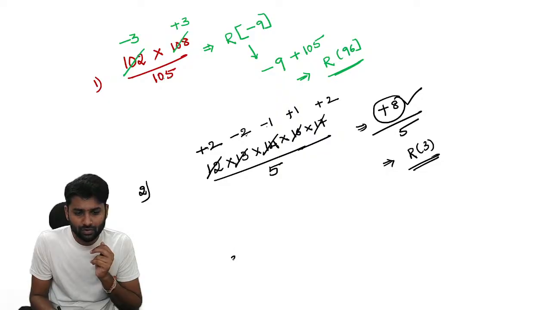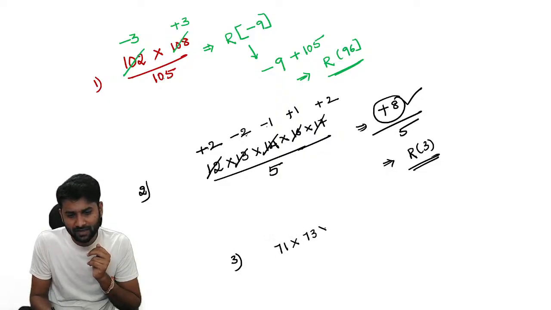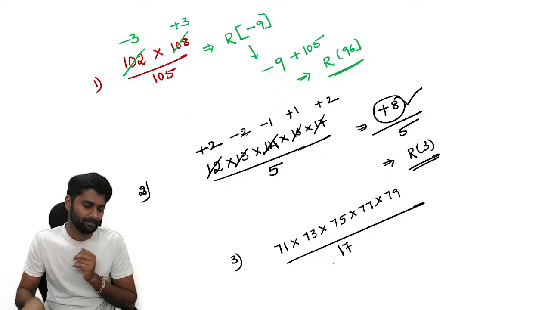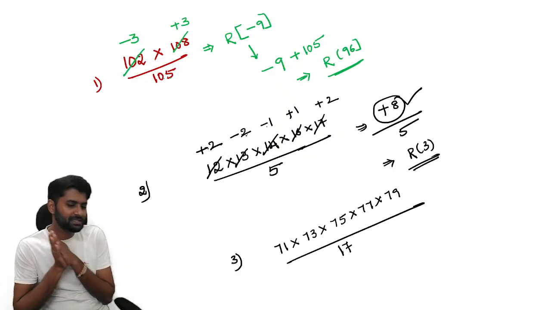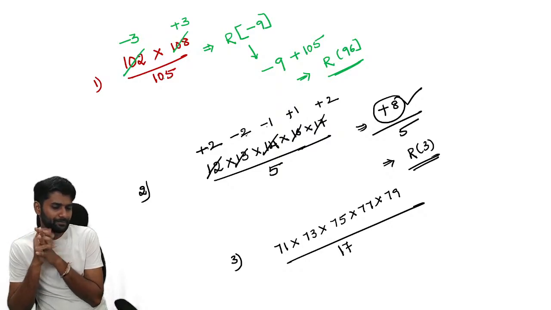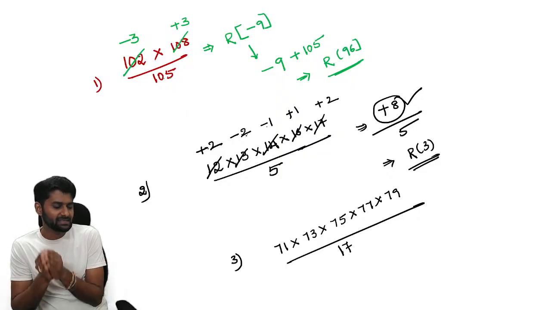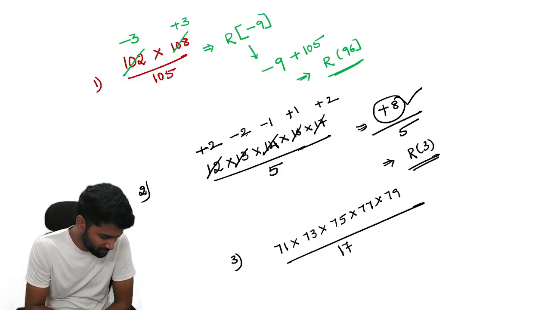Let's go for one more question. 71, 73, 75, 77, 79 is divided by 70. What is the remainder? 71, 73, 75, 77, and 79. If the entire result is divided by 17, what is the remainder?